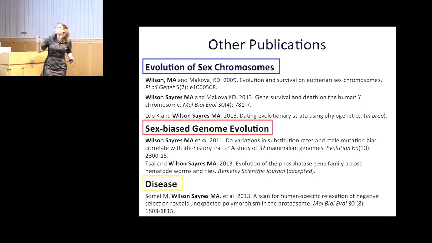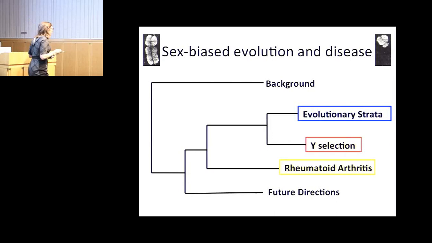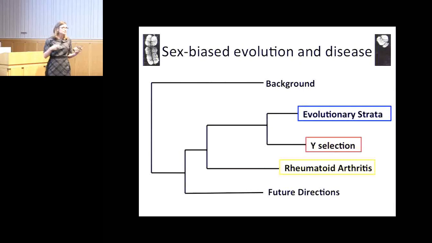So what are we going to talk about today? So today I'm going to give you a little background about sex chromosome evolution, and then I'm going to talk about evolutionary strata. And if you don't know what that is, that's fine. I'll explain what it is. It's related to the process of sex chromosome evolution. And then we'll look at selection on the Y chromosome in humans, and then end with a sex-biased disease, which is rheumatoid arthritis, and some work I've done there.